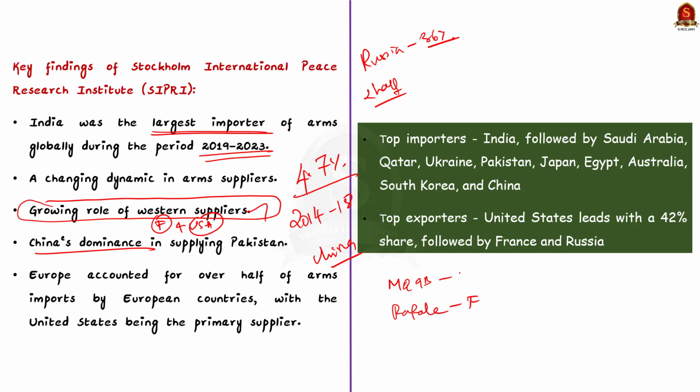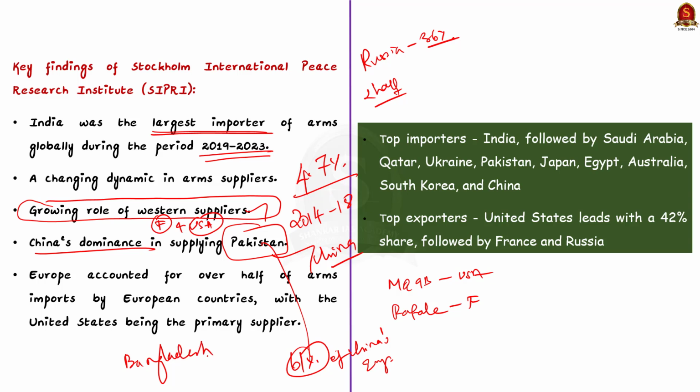Fourthly, the report highlighted China's dominance in supplying Pakistan. China plays a pivotal role as the primary arms supplier to Pakistan, with a substantial 61% of its exports directed towards Islamabad. Additionally, China exports 11% of its arms to Bangladesh, further solidifying its influence in this region.